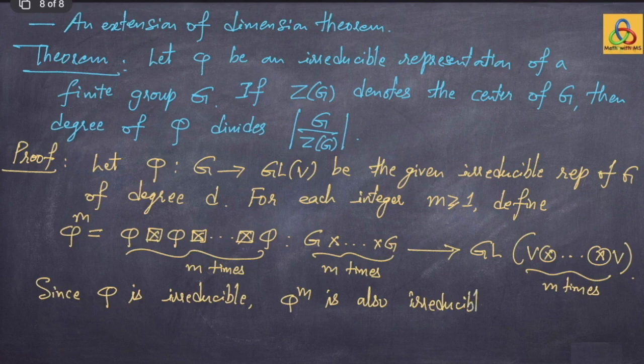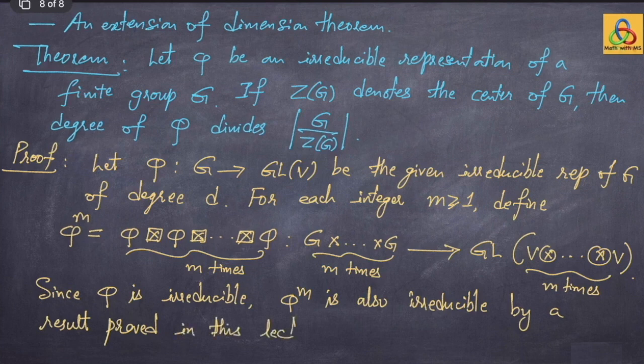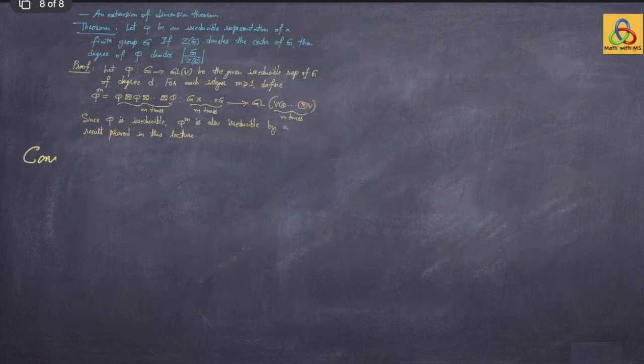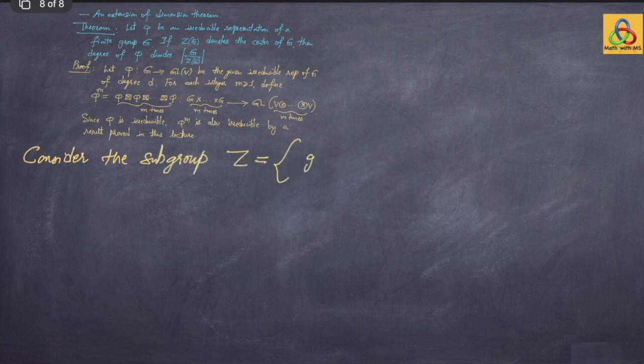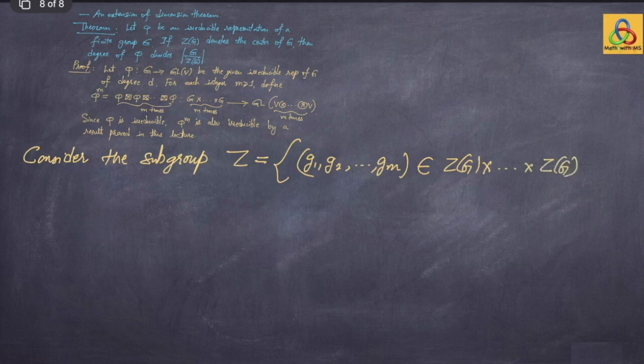Since phi is given to be irreducible and we know that exterior tensor product of irreducible representations is irreducible, phi superscript m is also irreducible. Okay, we proved this result in this lecture. Now consider the following subgroup of m-fold Cartesian product of G with itself. Let us denote this subgroup by Z. This consists of m-tuples (g1, g2, ..., gm) belonging to Z(G) times so on, m copies, such that the product of all these elements is 1: g1 into g2 into gm is 1.